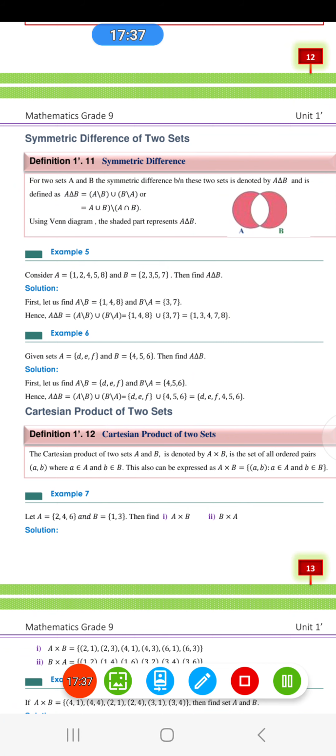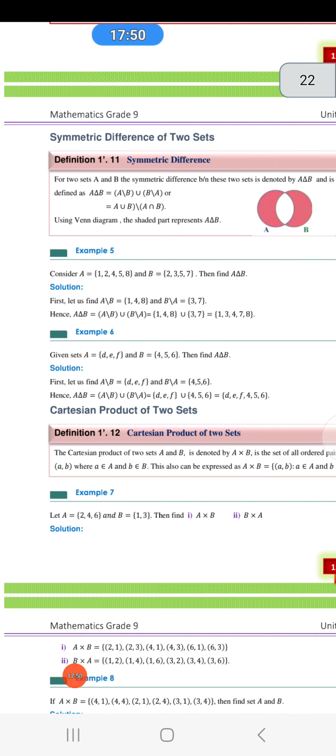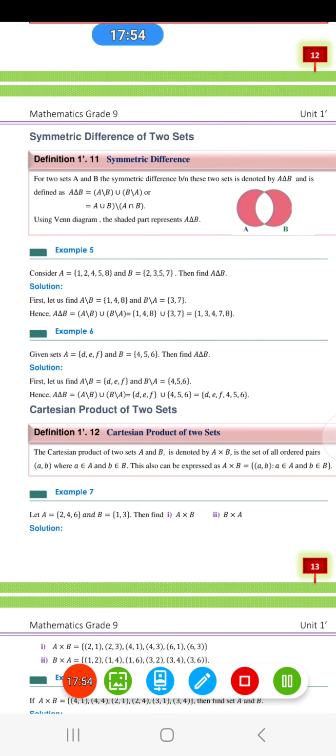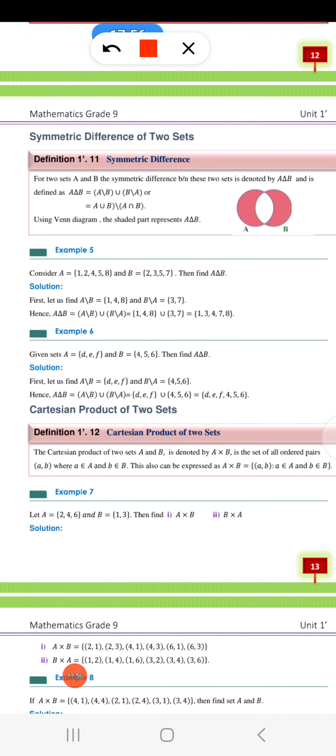1.11 under definition: symmetric difference for sets A and B. The symmetric difference between these two sets is denoted by A delta B. A delta B is called A symmetric B.